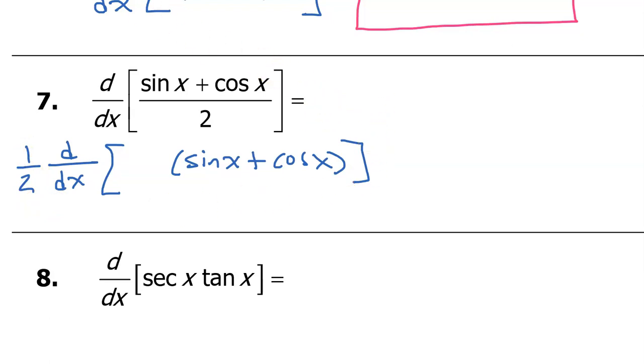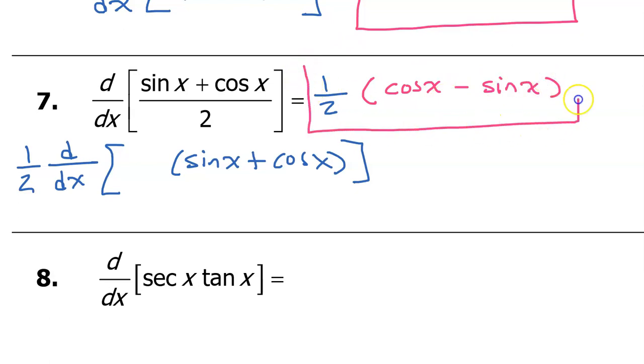So now I'm going to go ahead and take that derivative, but that 1/2 is just going to be sitting there in the front outside of the parentheses, while I take the derivative of sine and cosine one at a time. The derivative of sine is cosine. We've just memorized that. And then the derivative of cosine is negative sine. So actually, let me erase that plus sign and put minus sine x. So this is the answer.